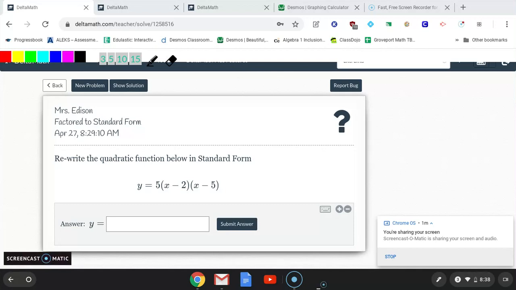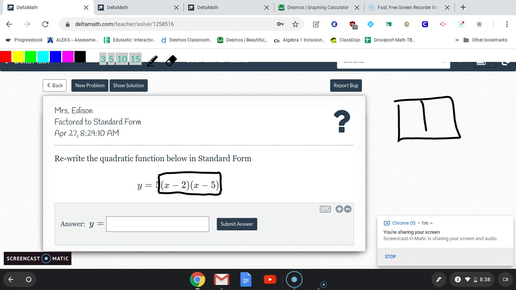All right, good morning. We're going to look at rewriting a quadratic function into standard form. This is one of your assignments with Delta Math. We are just going to look at this part right there. We're going to start by doing the box method.